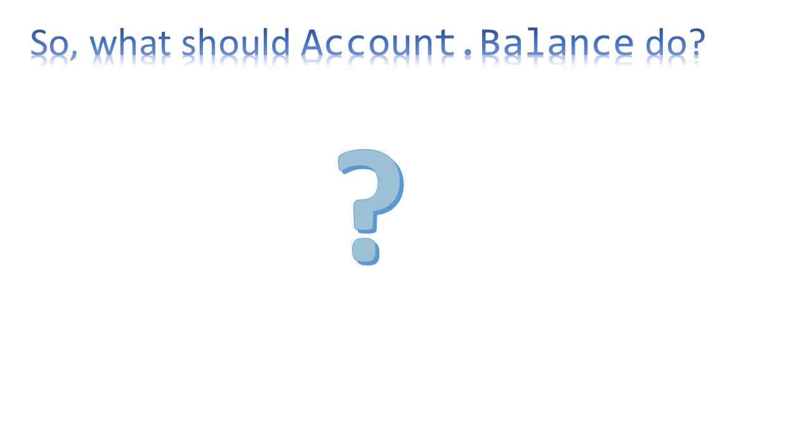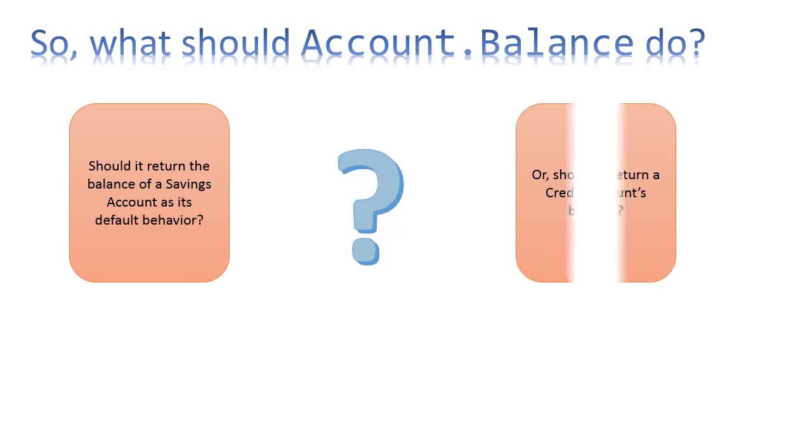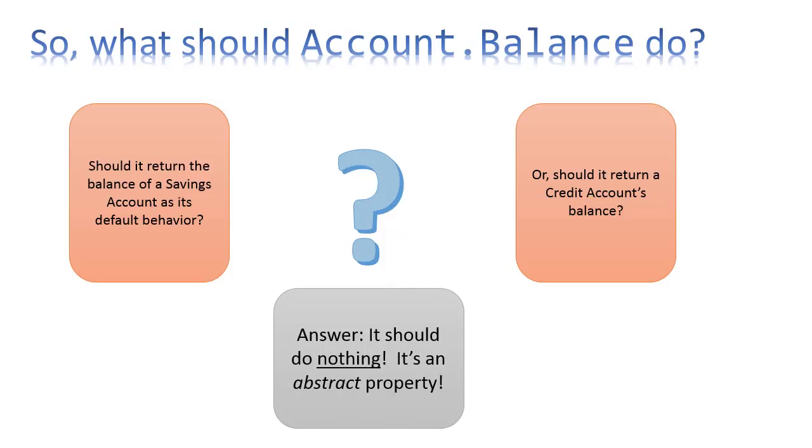So, what should account.balance do? Should it return the balance of a savings account as its default behavior? Or should it return a credit account's balance? The answer is no to both cases. It should do nothing, and we call this an abstract property.